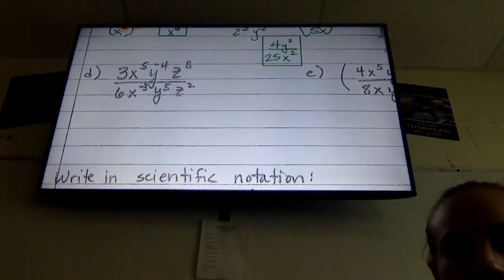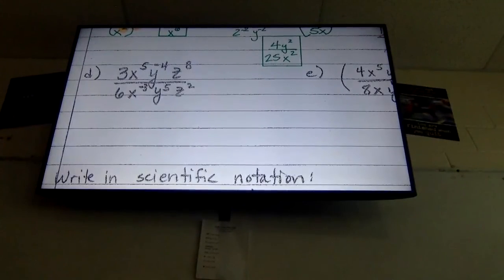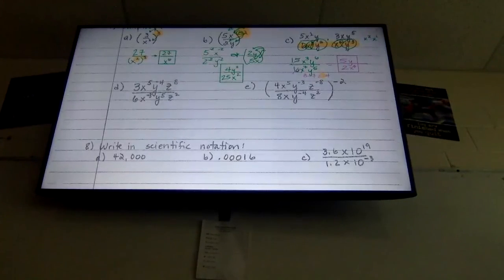For E, can you solve with the parentheses first and then? Like you can flip and then do your exponent.